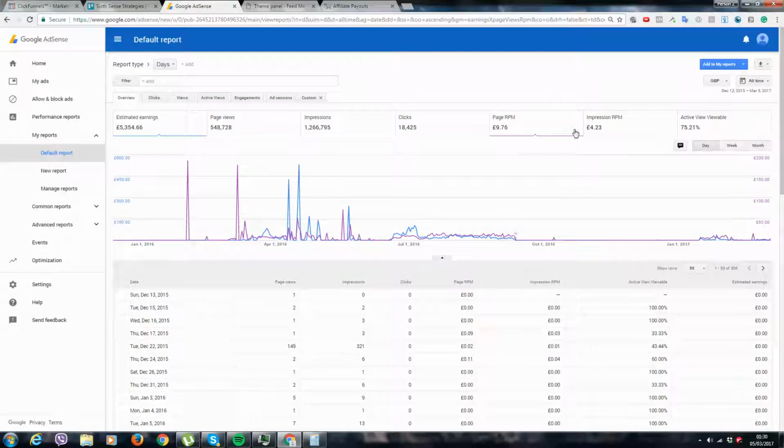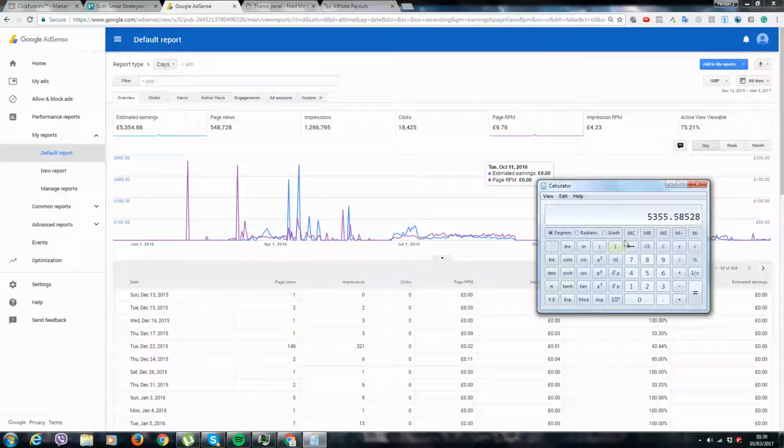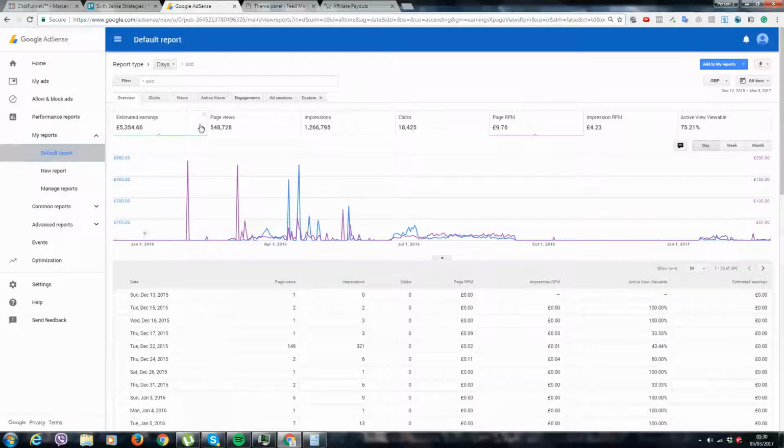Okay, now the impression RPM is the revenue per 1,000 impressions which you have over here. So let me show you the math over here. If we just take 1,266,795 and we divide that by 1,000, okay, and then we just times that by 4.23, okay, and we get a very similar number once again, 5358, and over here we've got 5354.